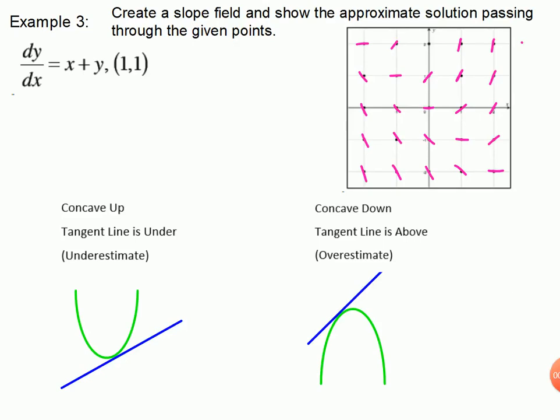Okay, so this is what our slope field looks like after we sketched it, right? Well, in this case, we had to create a slope field, and we also had to show the approximate solution that passes through a given point. So we haven't done that yet, right? So this is the point 1, 1. So here's 1, 1. That's this point right over here, right?